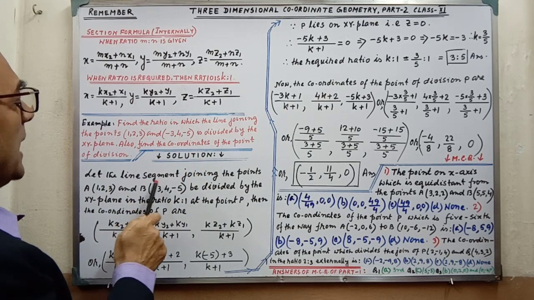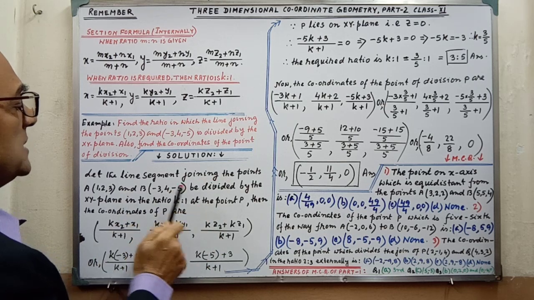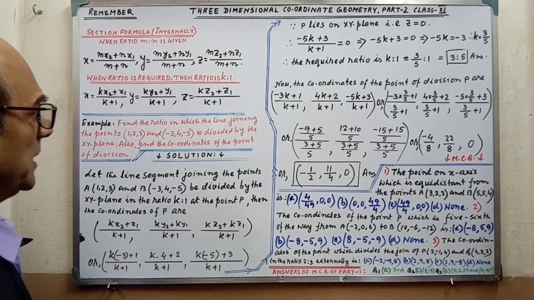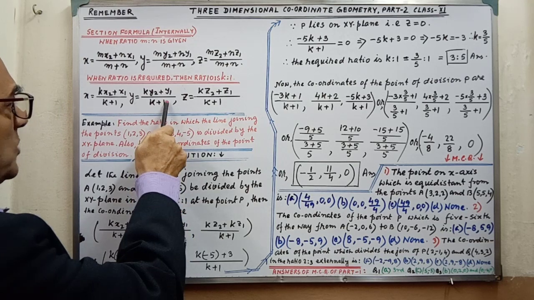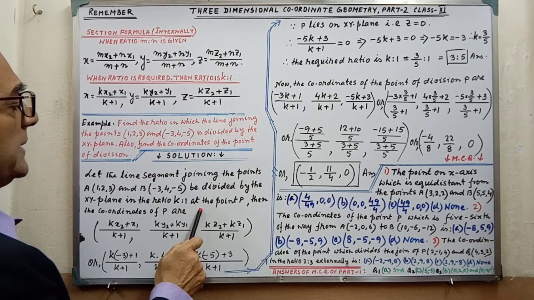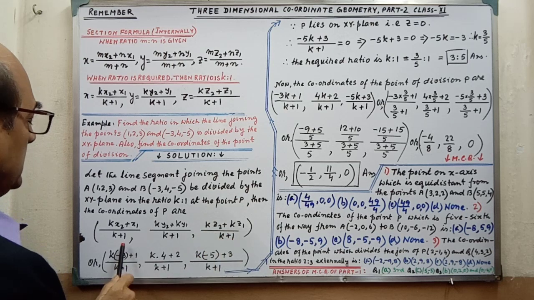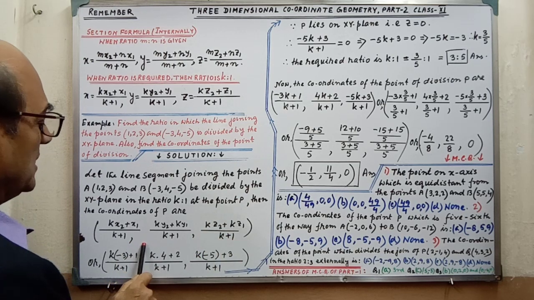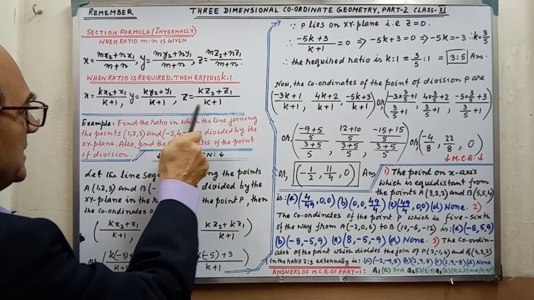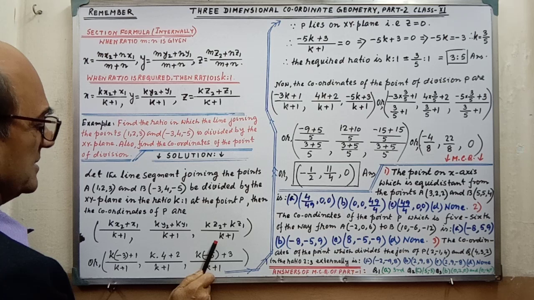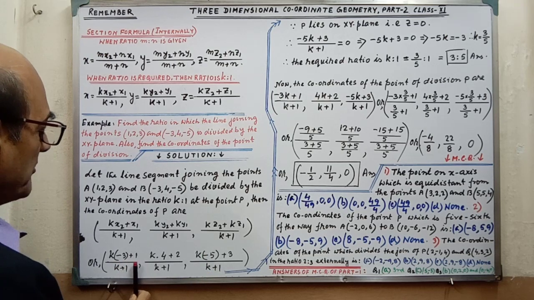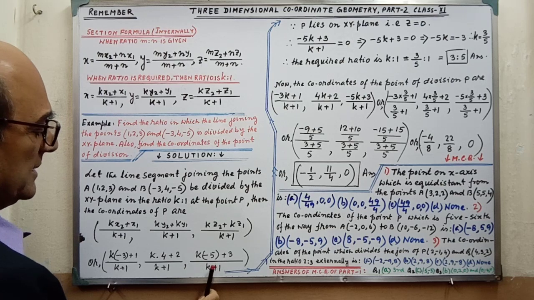So let the line segment joining the points this and this be divided by the xy plane in the ratio k:1, because the ratio is required, at the point P. Then the coordinates of P are this. By applying this formula, we are getting this. Then we have to put the values of x, y and z. After putting, we are getting this.